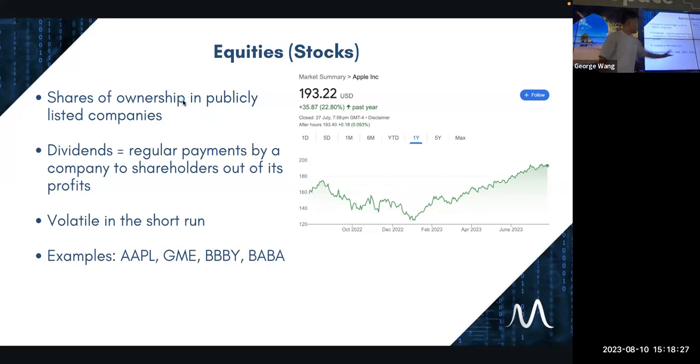So here are some examples of popular equities being traded. Can anybody name me the four? So who's this? Apple, yep. GameStop, Bed Bath & Beyond. These are all meme stocks, right? This is what retail flow loves to trade. This one? Alibaba, good. So these are some popular equities, but there's thousands of them, tens of thousands of them around the world. That's what a lot of people trade. Any questions before I move on?